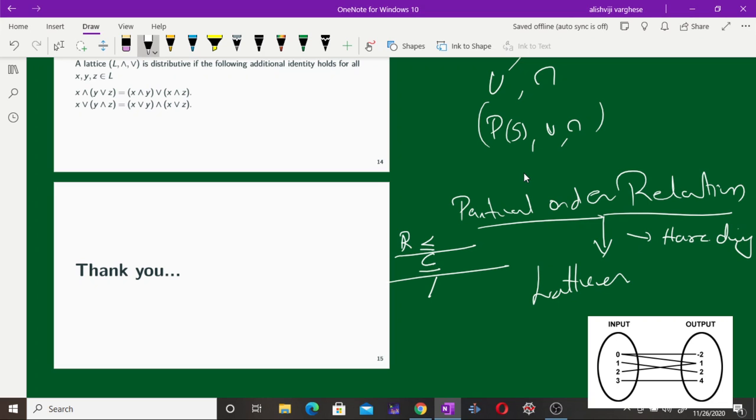Subset of relation can be defined on the power set of any set and any subcollection of power set of S, and divides relation is defined on the set of all positive integers or the subsets of Z plus like D30, D45, D15 or D7 etc. That is divisors of 30, divisors of 45, divisors of 15, divisors of 7 etc. So that's all about this particular module, and thank you.